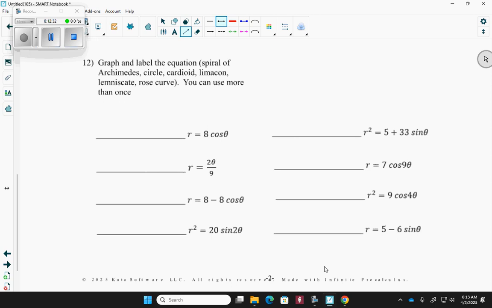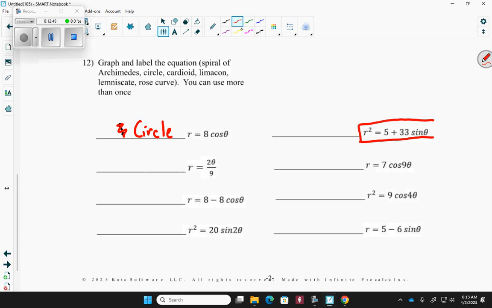Now, I know that you guys can pretty much do this yourself, so I'm not going to go through all of them. I just want to clarify a couple things or make sure we're good, and that is something like this one right here. Make sure you know that you cannot put r squared into the calculator. If you do, you're going to get an error message. So what that means is you have to rewrite it to where r is equal to the square root of 5 plus 33 sine theta.